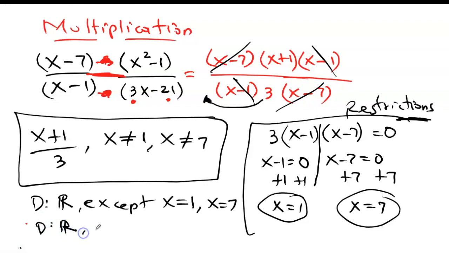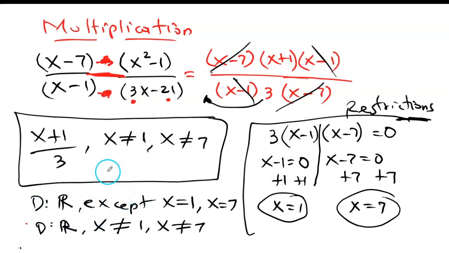All real. And instead of writing "except," you just write x has to be different of 1 and x has to be different of 7. Right? Most common in textbooks is this. You just write the restrictions. Other teachers or professors will ask you for this.